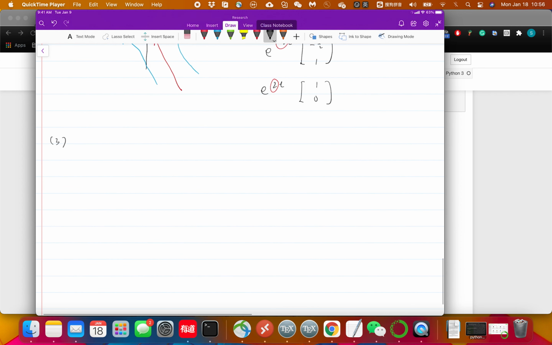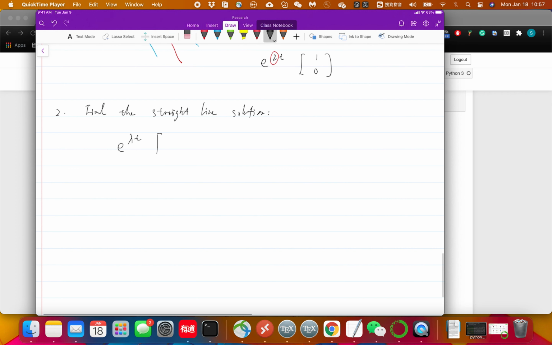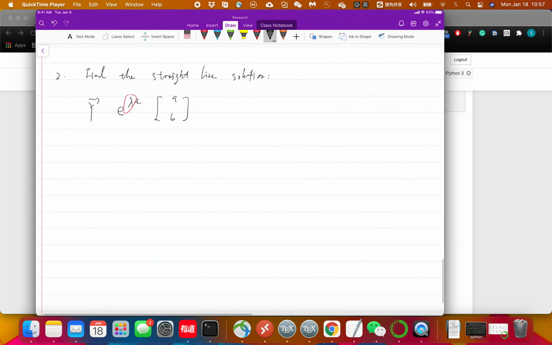Of course, the most important thing is, how do you find the straight line solution? We already know we need these two straight line solutions. Second, it gives us a lot of information about the system. Now, how do you find the straight line solution? Assuming you already know the form, that is e to the lambda t times some vector. I just need to find this lambda. I just need to find what this vector is, right? And moreover, I should have two of them. They should be linearly independent.